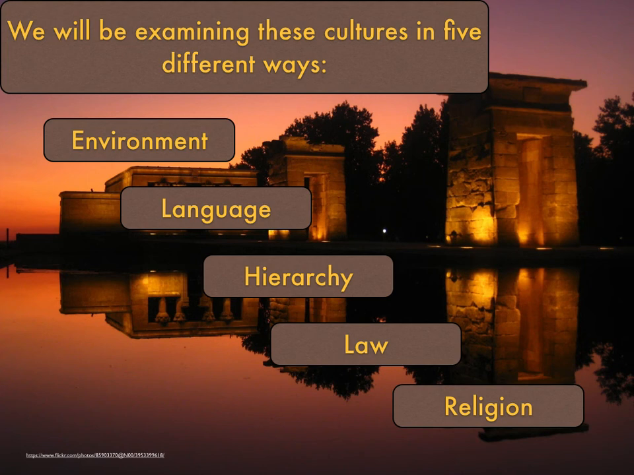So, to return to our definition of culture, culture is the intersection of 5 different elements: environment, language, hierarchy, law, and religion. And as I said before, we are going to be focusing on ancient Egypt. Specifically, we're going to look at how the environment shaped the culture, the language, hierarchy, law, religion, all of them shape the culture. The Greek historian Herodotus called Egypt the gift of the Nile. And the importance of this river cannot be overstated.